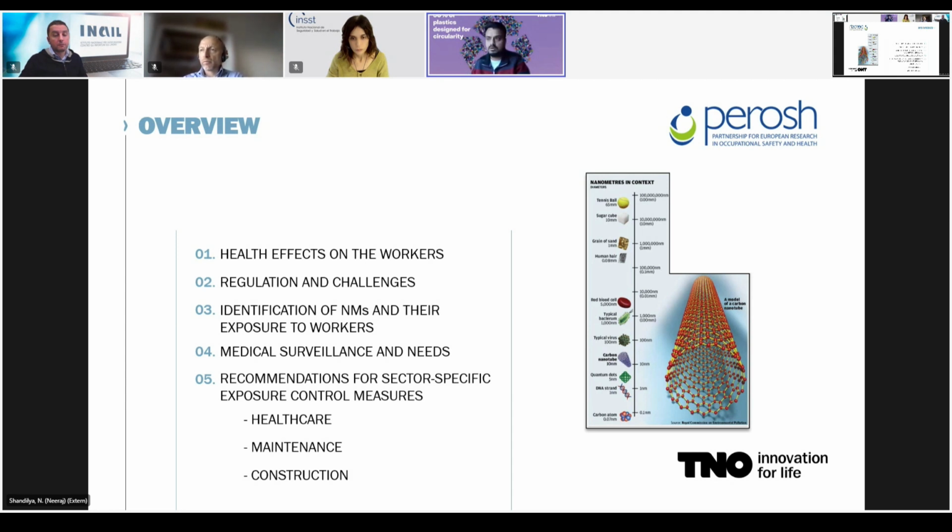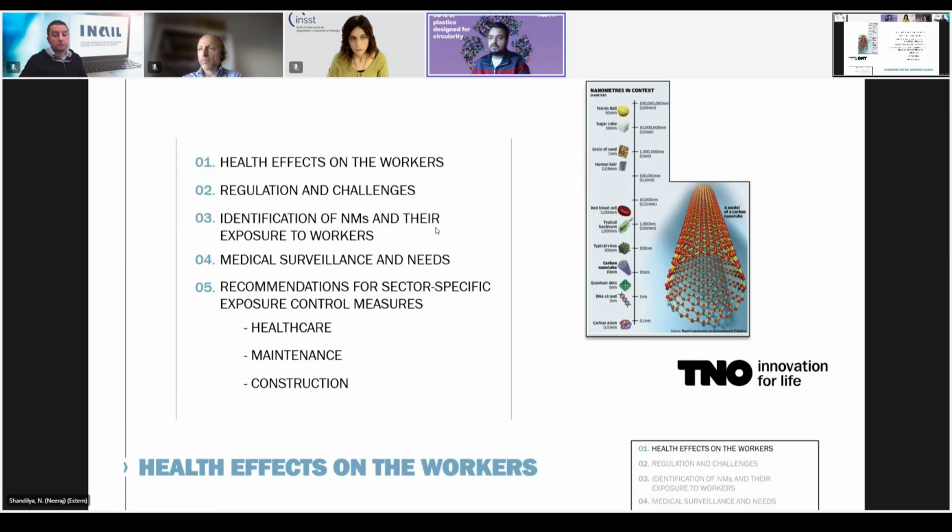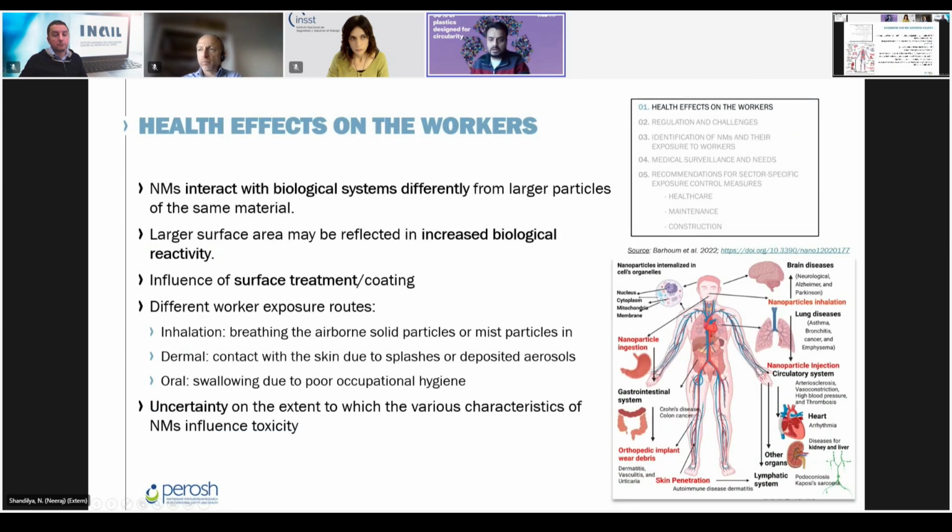So starting with the first topic, which is about the health effects, we know that nanomaterials interact with biological systems differently from larger particles of the same material. For example, nanomaterials may show altered rates of absorption into the body, and once absorbed, they may reach parts of the body that larger particles are unable to.